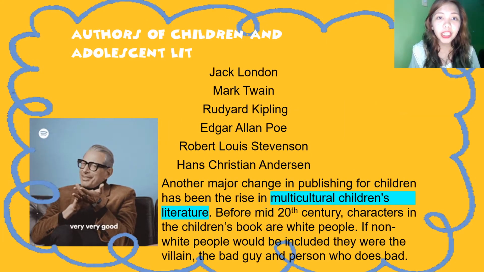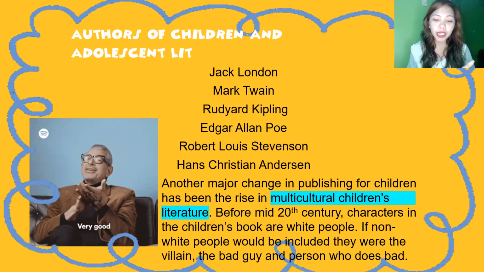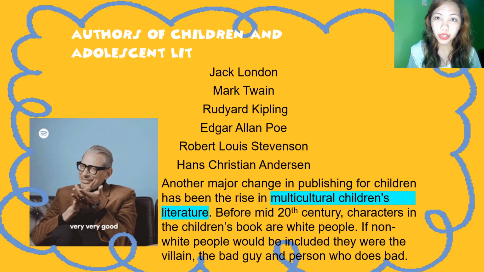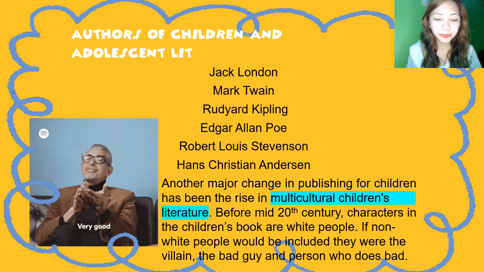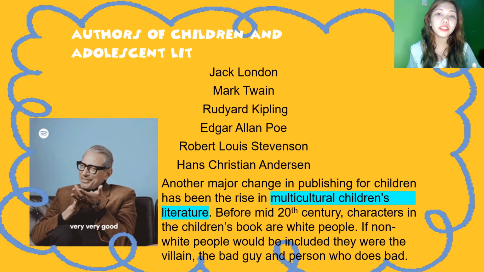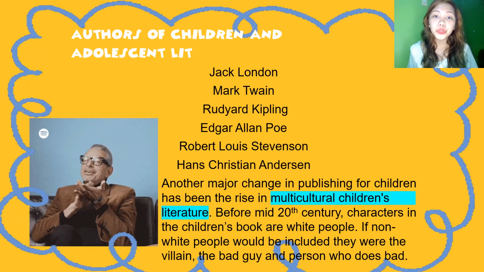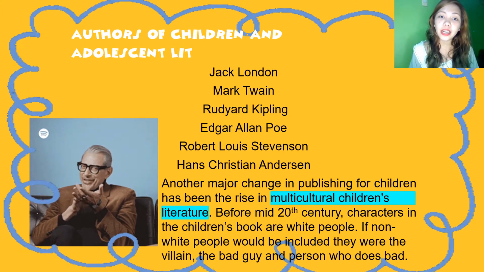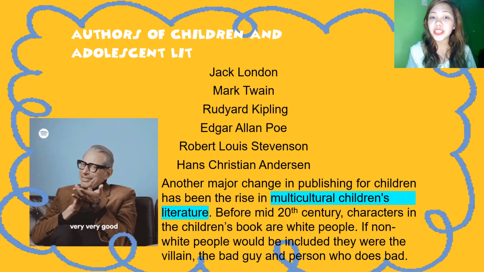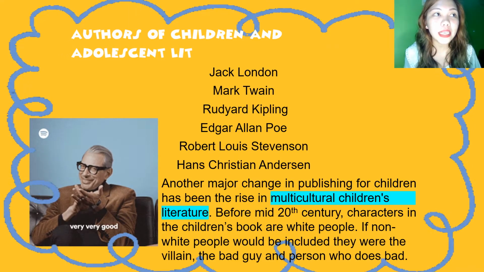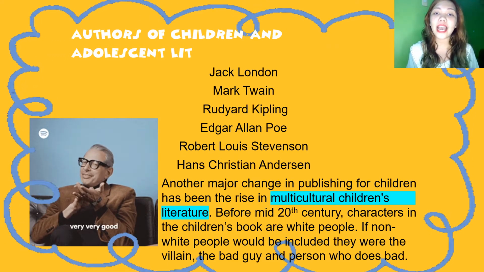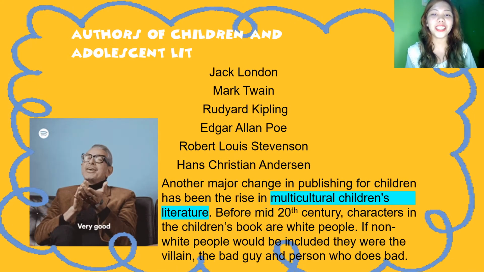So we have here authors of children and adolescent literature. Okay, it's not, yeah, it's adolescent literature. We have Jack London, Mark Twain, Rudyard Kipling, Edgar Allan Poe, Robert Louis Stevenson, Hans Christian Andersen. So kung kailan yung si Little Mermaid, yan, si Hans Christian Andersen ang sumulat dyan.